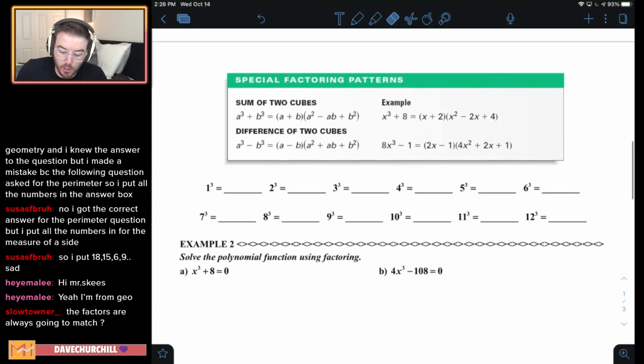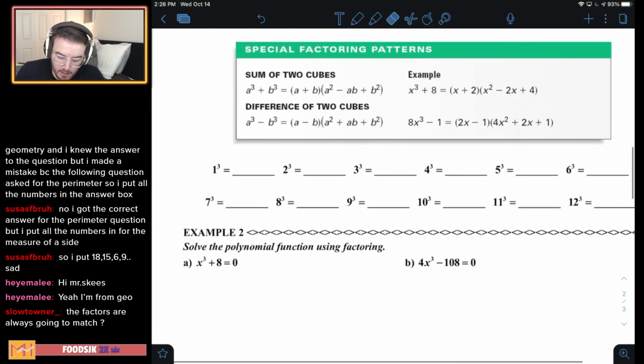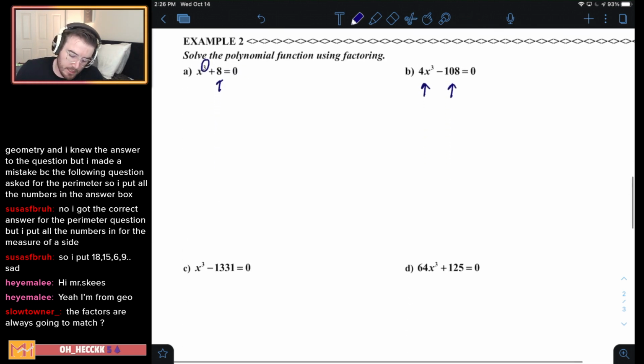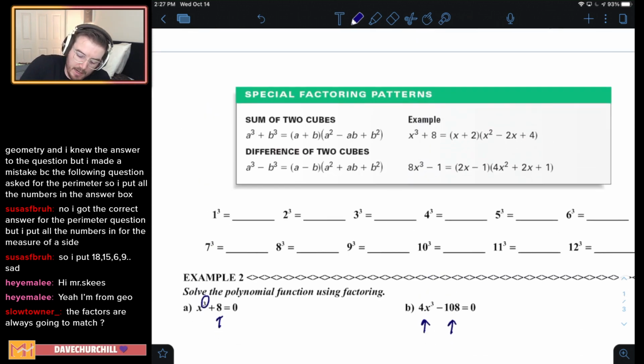All right. So what about when there's 2 terms? We've got a cubed term and a constant. Well, we call this either a sum of cubes or a difference of cubes. And it will always follow this pattern for a sum, and it'll always follow this pattern for a difference.